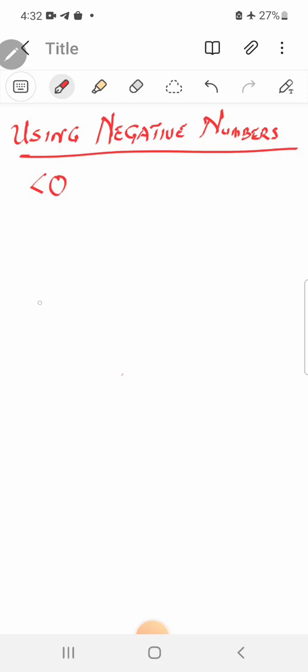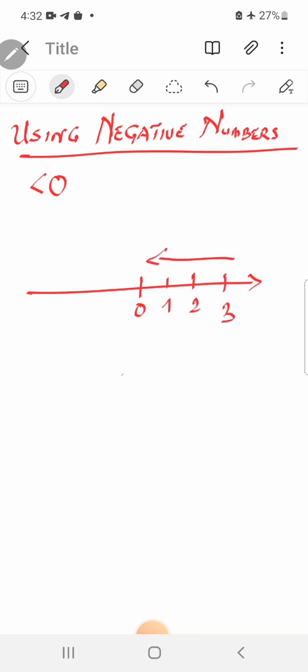If this is our number line, for example, somewhere here we may have zero. Going to the right is 1, 2, 3, etc. So you notice that as the numbers go downward, backward to the left, they get smaller. And when it gets to zero and it starts going below zero, you start having a negative of 1, negative of 2, negative of 3, and etc.